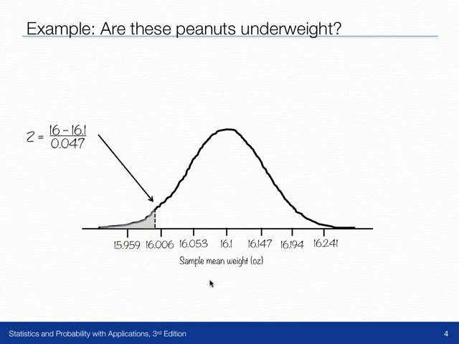We're going to find the z-score for that number, which is negative 2.13. And using table A, we can find the probability that z is less than negative 2.13 is 0.0166. So there's between a 1 and 2% chance that if you select 10 jars at random, the average weight of the 10 jars in your sample will be lower than the advertised weight of 16 ounces.